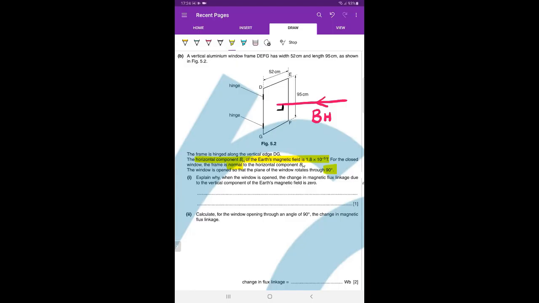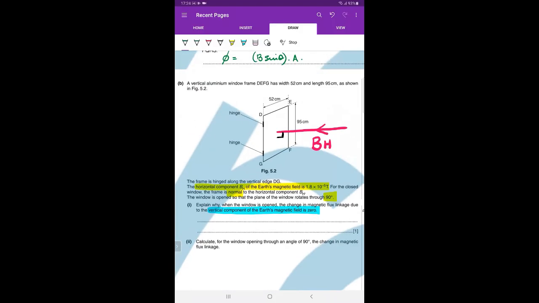First part: explain why, when the window is opened, the change in magnetic flux linkage to the plane of the window is zero. So let me draw the vertical component first. Don't give the answer yet, first let me draw the vertical component. So if you want to construct the vertical component, I'm doing that with the green colored marker. If constructed, this is probably how it would look.